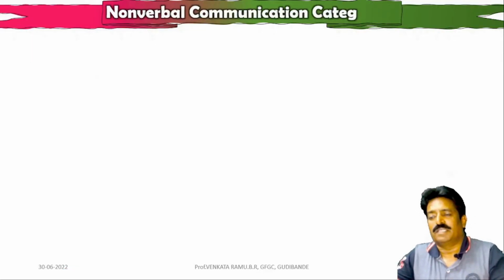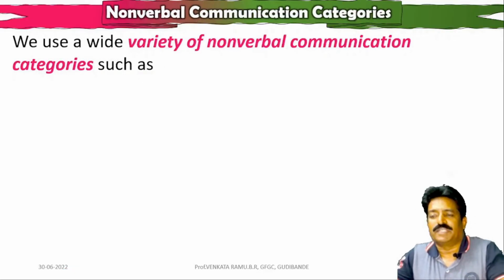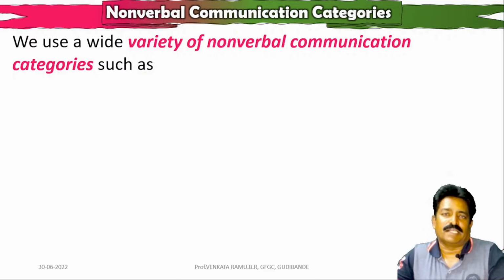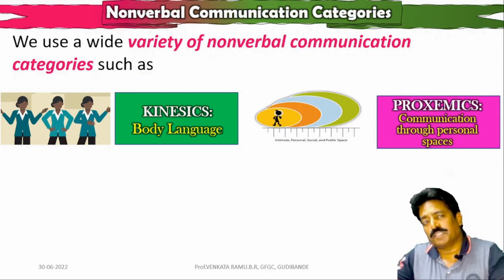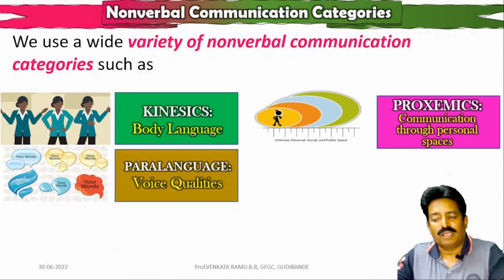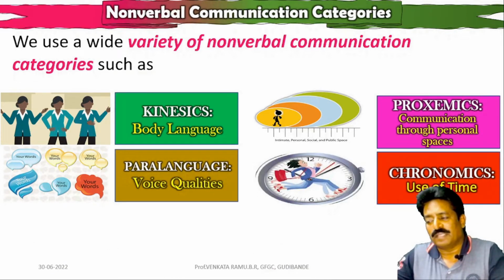Now let's come to the concept of nonverbal communication categories. We use a variety of nonverbal communication categories such as kinesics, which is about body language. We have proxemics, which is about communication through personal spaces. We have paralanguage, which is about voice qualities. We have chronemics.